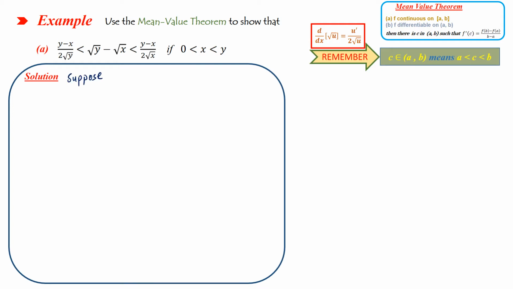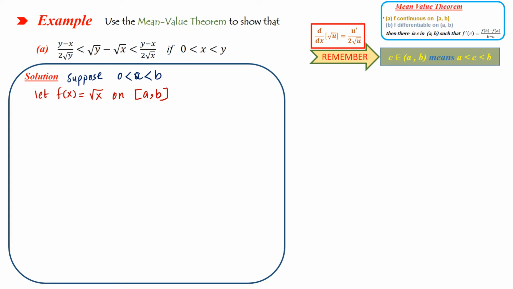we have two numbers a and b such that 0 less than a less than b. So we have two real numbers a and b, and a is less than b, and both numbers are greater than 0. Now let f of x equals square root of x on the closed interval from a to b. Now you have to check the conditions of the mean value theorem.